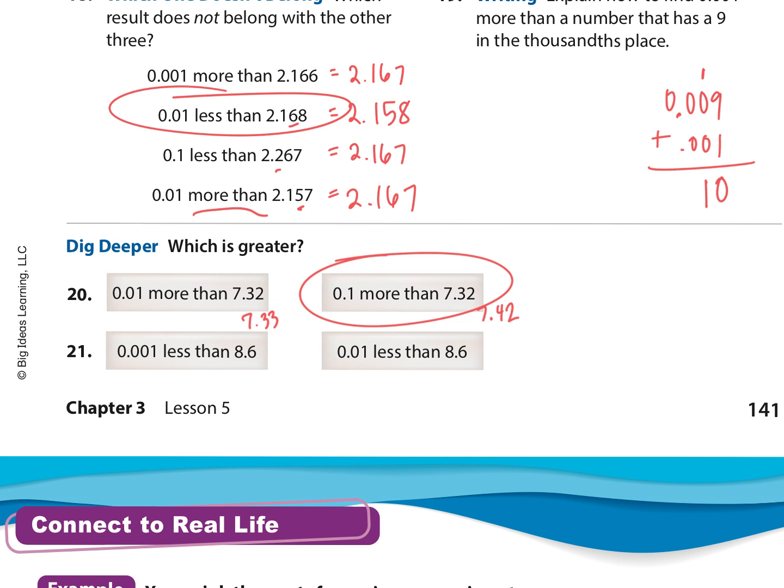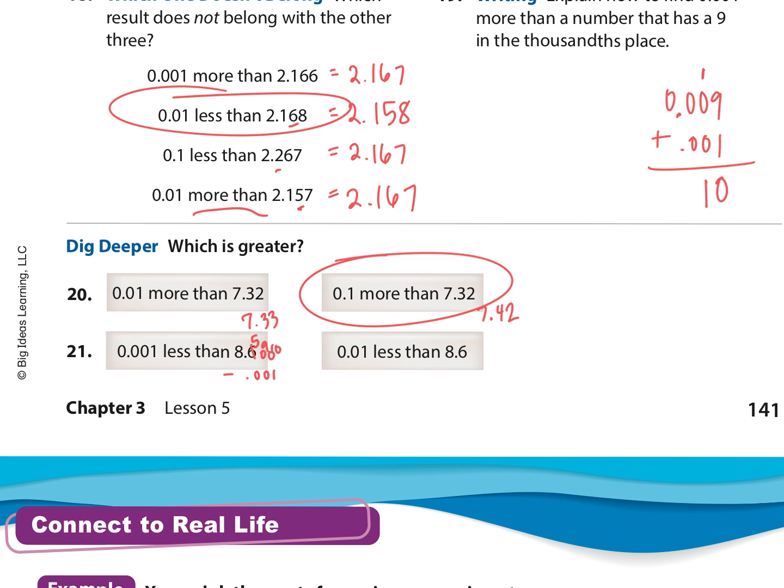The next one we're talking less than, so we're taking numbers away. I'm taking 1,000th away from 8 and 6/10. This one I probably needed to put in a couple of zeros here so that I could see what's happening when I take away 1,000th from that. I'm going to have to do some borrowing and regrouping.